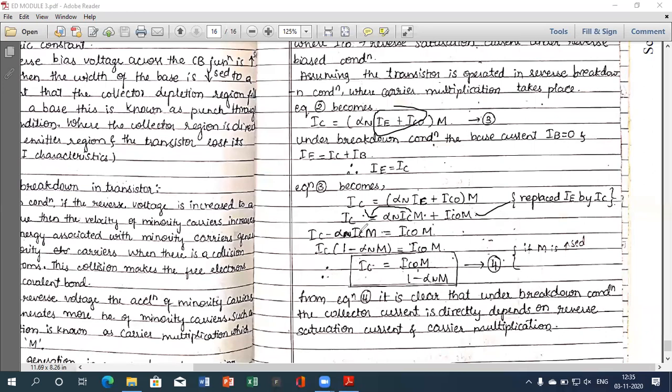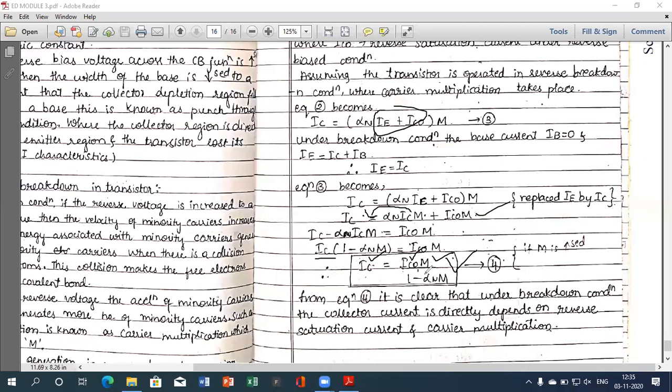In this term, IC is common, so take IC as common. We'll get IC into (1 minus alpha n into M) equals ICO into M. Therefore, IC equals ICO into M divided by 1 minus alpha n into M. So from equation 4, it is clear that under breakdown condition, the collector current IC directly depends on reverse saturation current and carrier multiplication. This is what we needed to prove in terms of equations.